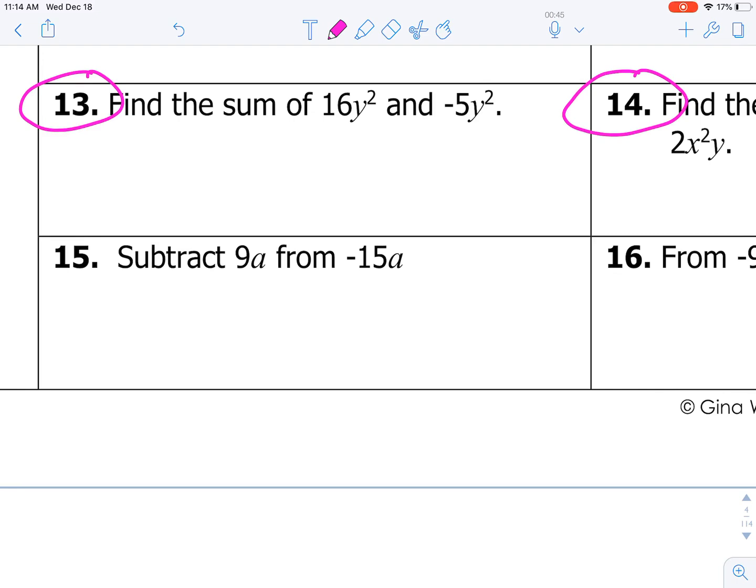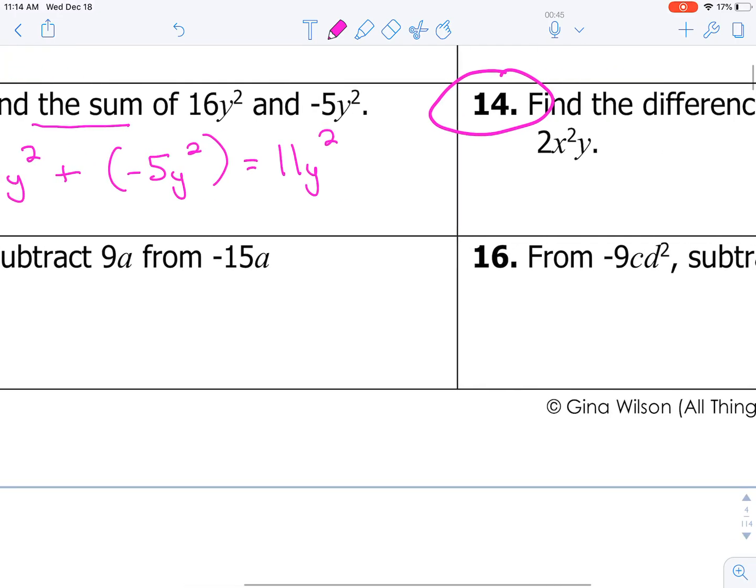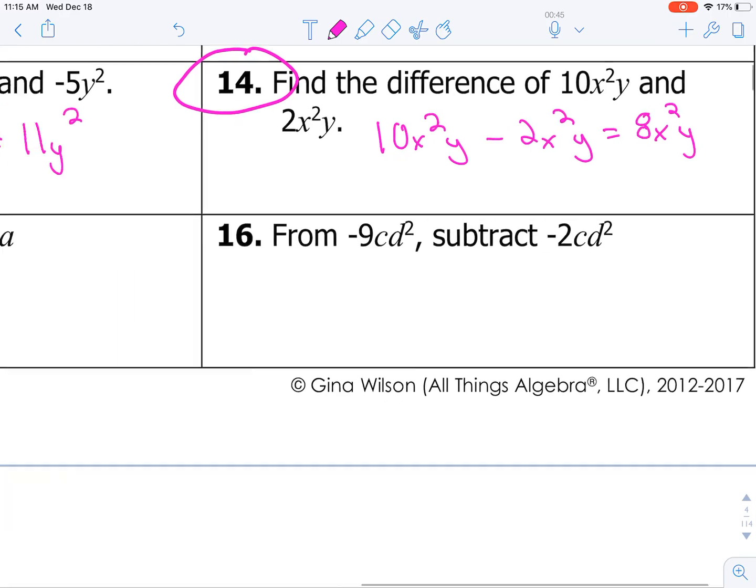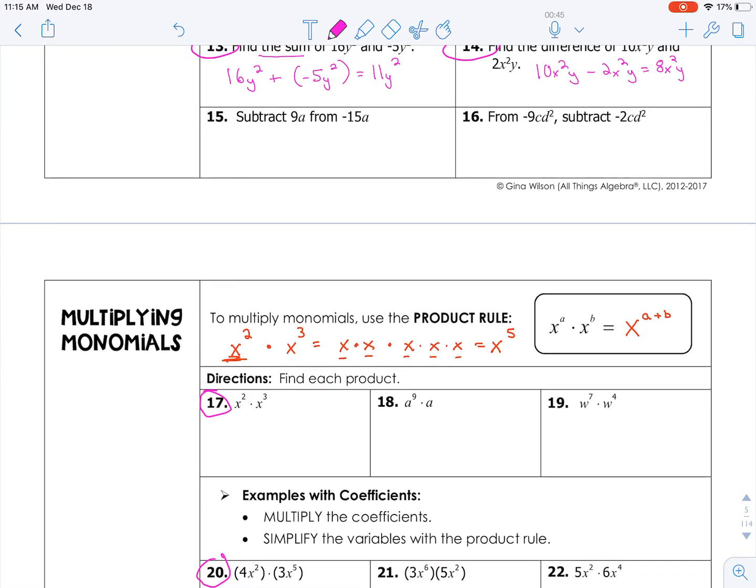Okay, find the sum of these two. So you have to know that sum, and this will come up on the test, is addition. So when I add those, I get 11y squared. Okay, find the difference of 10x squared y and 2x squared y. So difference is subtract, so I'd go 10 minus 2 is 8, and then the like term is x squared y. Okay, that's all I'm going to do with the adding because I think that it's pretty easy.